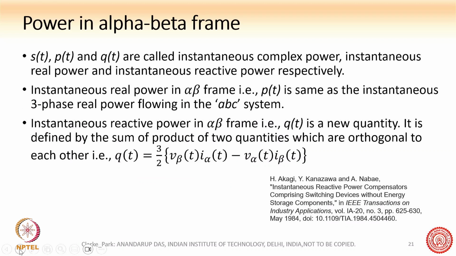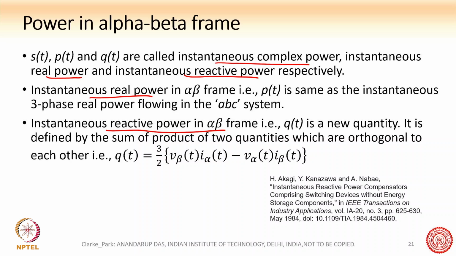Okay, so this is some definition. ST, PT and QT are called instantaneous complex power, instantaneous real power and instantaneous reactive power. The instantaneous real power PT is the same as the instantaneous three-phase real power flowing in the ABC system. However, this instantaneous reactive power in the alpha beta frame is actually a new quantity.